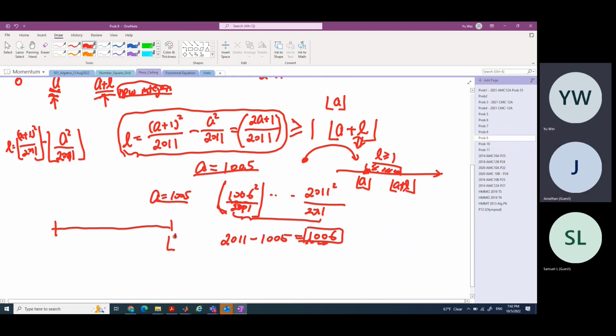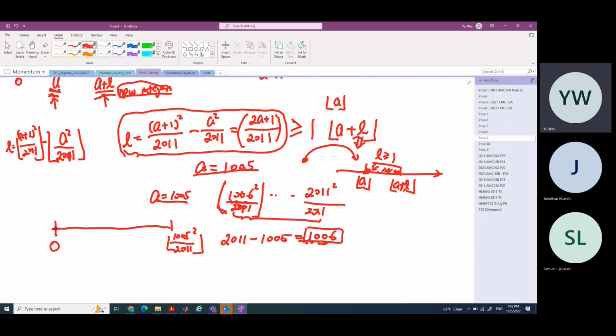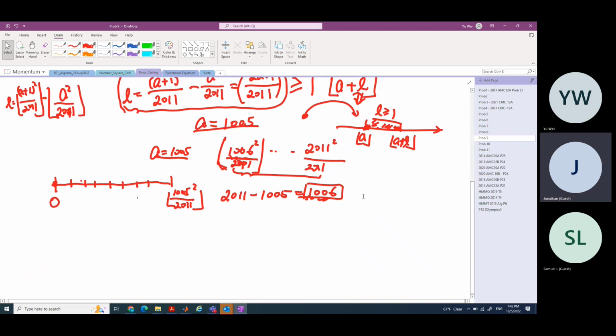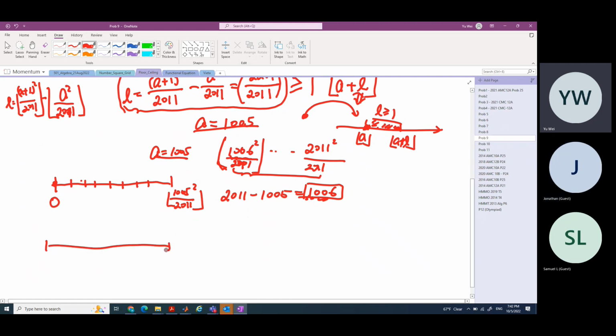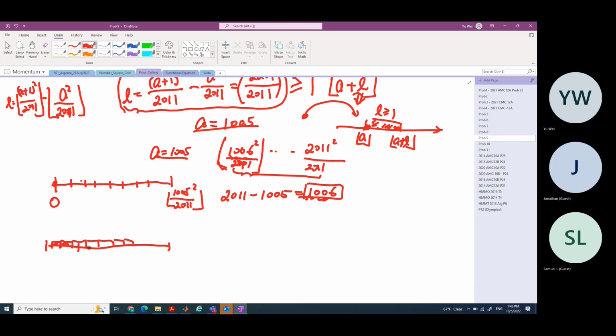Before 1005 squared over 2011, my argument is that before that we can cover every integer. Do you agree with me? Okay, because here you can see the length of the ruler is less than 1. Plus the length of the ruler here, plus the length of the ruler here, you can see that all the rulers can be connected, right? And the length of each ruler will be less than 1, so continuously it can exactly cover every integer.